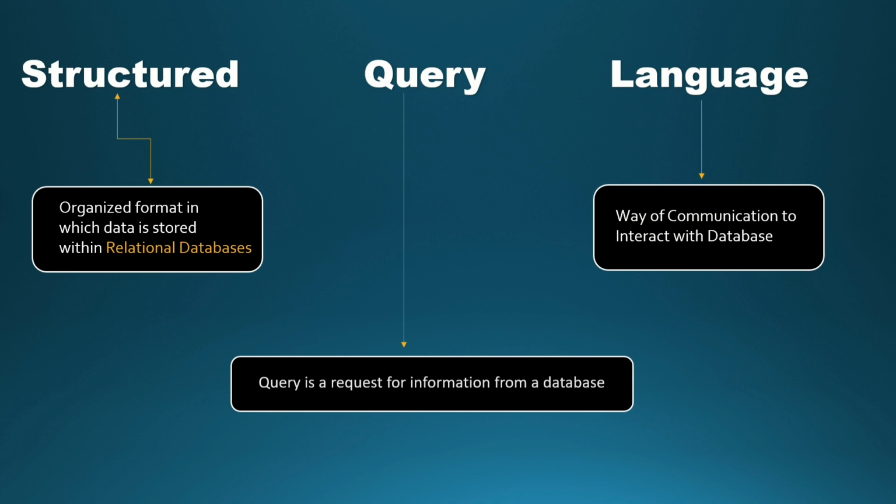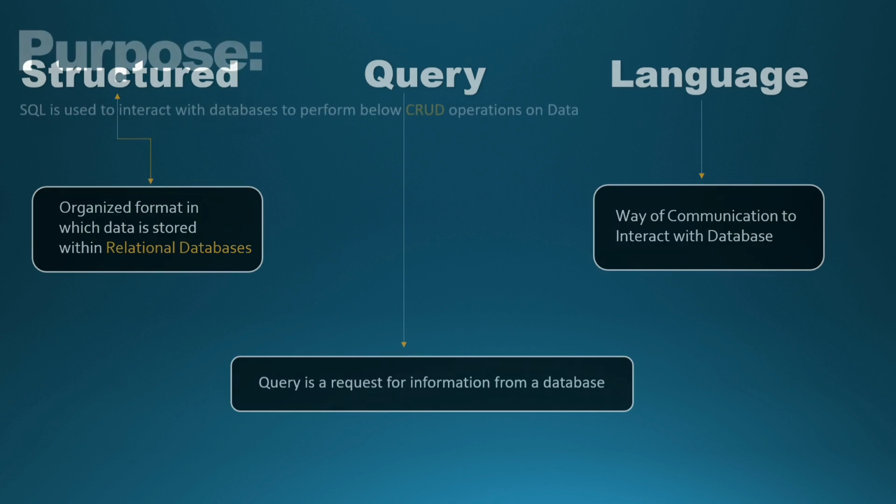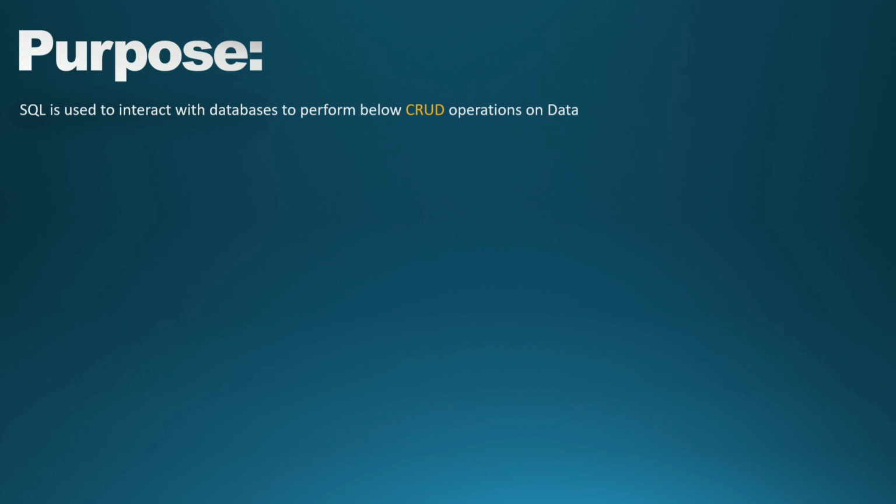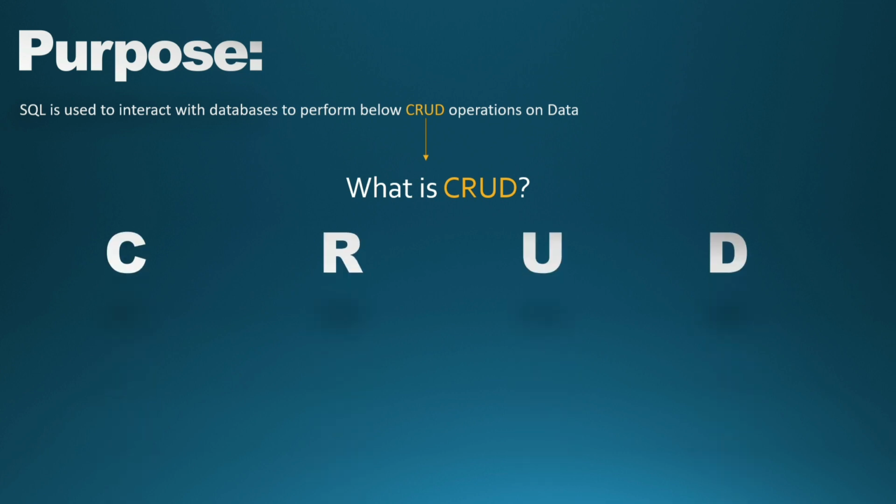Okay, we understood what SQL is. Now we'll understand the purpose of SQL. SQL is used to interact with a database to perform the below CRUD operations on data. With the help of the SQL language, we can talk to the database and perform CRUD operations on the data. We'll first understand what CRUD is and what CRUD operations we can perform on data. CRUD stands for C for create, R for read, U for update, and D for delete.